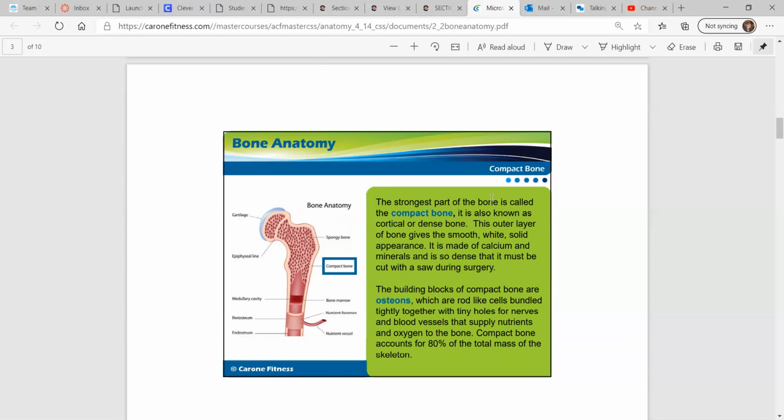surgery. They even have a saw. It's called a bone saw. They use a bone saw to cut through bone if they need to. The building blocks of compact bones are osteons, which are rod-like cells bundled tightly together with tiny holes for nerves and blood vessels that supply nutrients and oxygen to the bone. Compact bone accounts for 80% of the total mass of the skeleton.